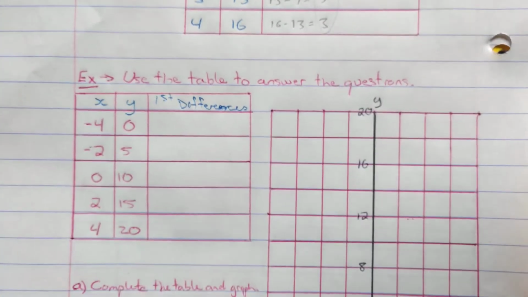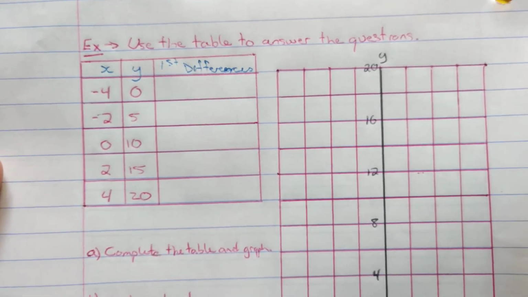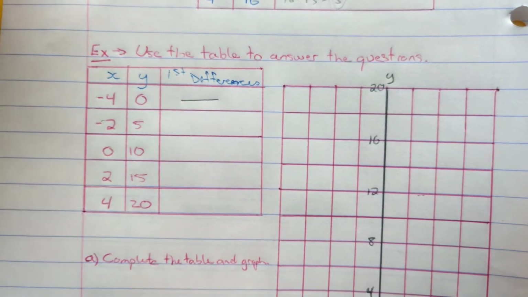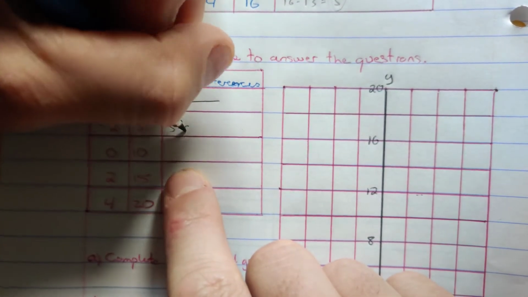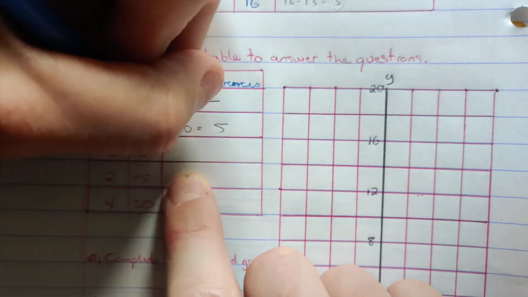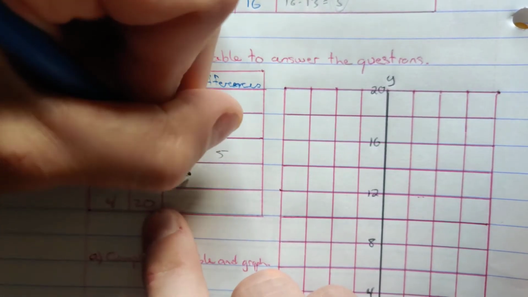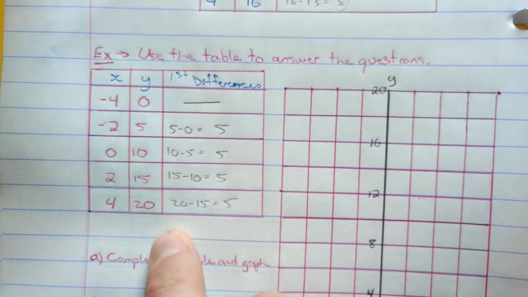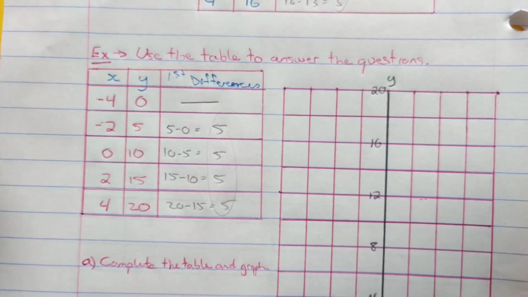Using the table here, we want to answer some questions. So we want to complete the table and then complete the graph. So let's find the first differences. Same idea as before. Scratch off that one. 5 minus 0 equals 5. 10 minus 5 equals 5. 15 minus 10 equals 5. 20 minus 15 equals 5. So constant first differences here of 5. Linear relationship is what this is going to represent.